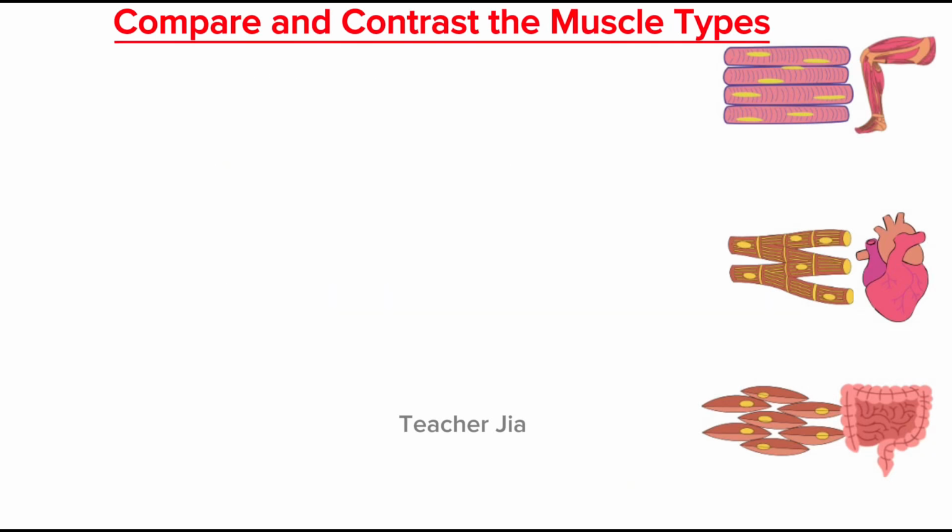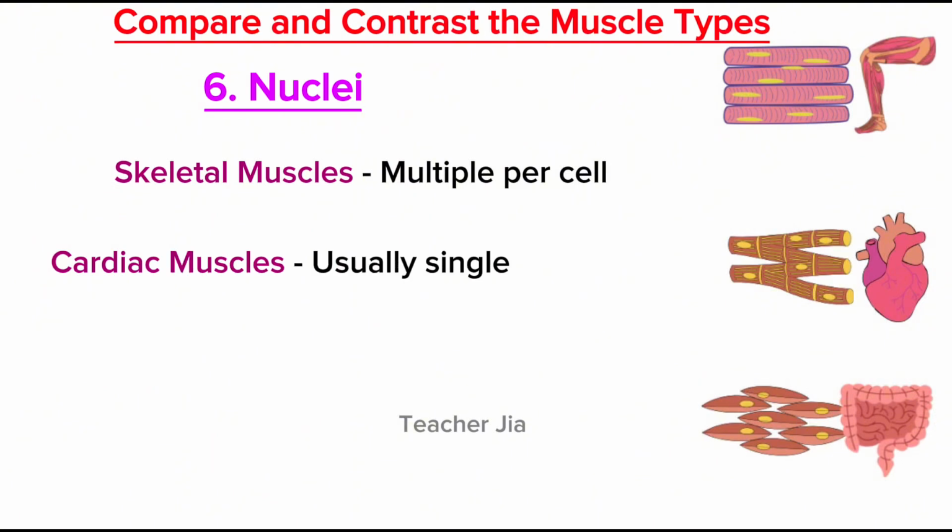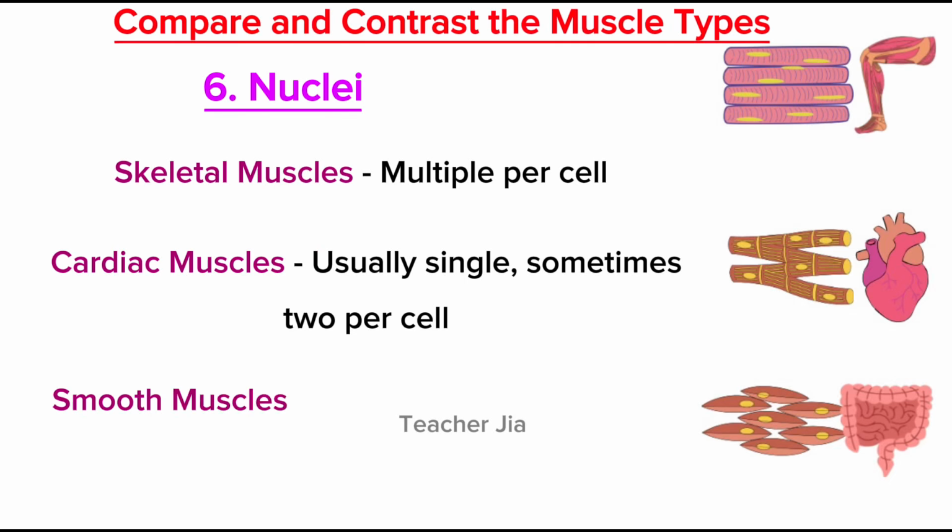Next, we're going to talk about nuclei. In skeletal muscles, there are multiple nuclei per cell. In cardiac muscles, there is usually a single nucleus, sometimes two per cell. And then smooth muscles have a single nucleus per cell. So that's it about nuclei. Generally, cardiac and smooth muscles mostly have a single nucleus per cell, while skeletal muscles have multiple per cell.